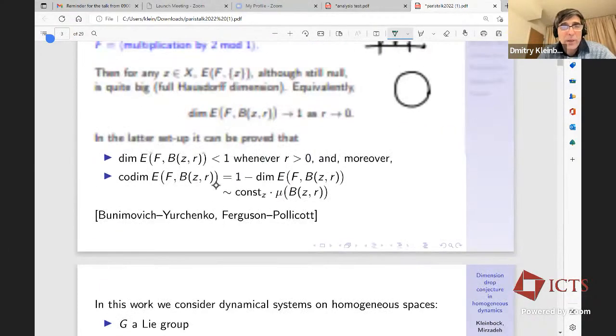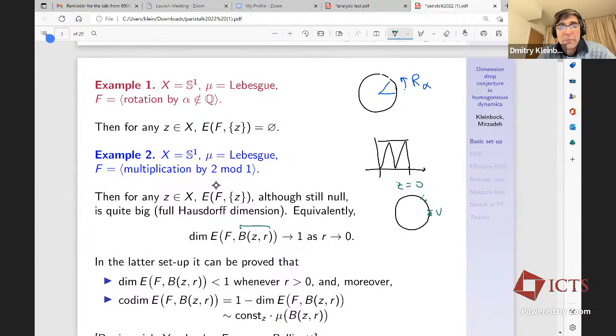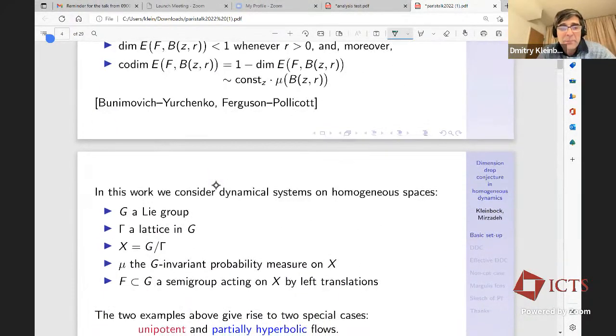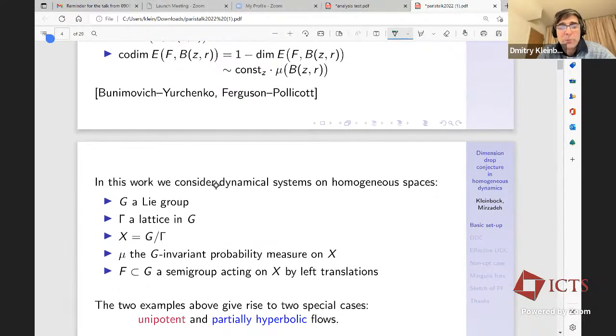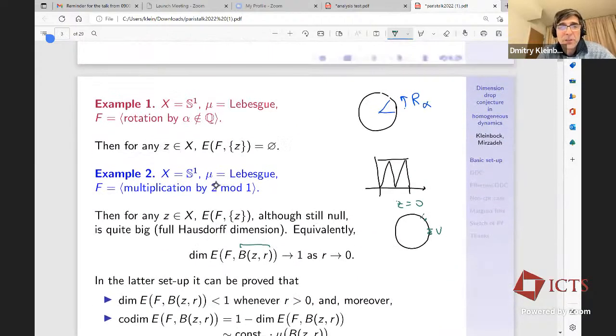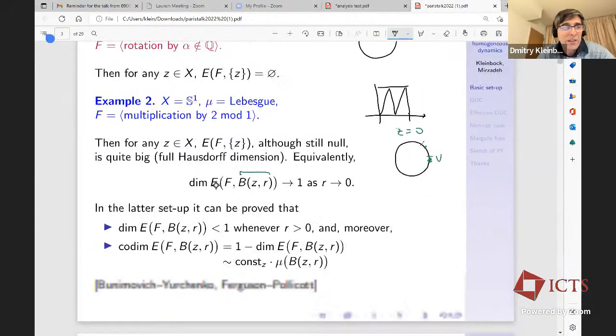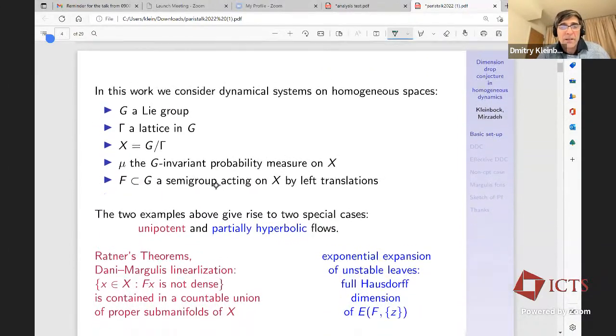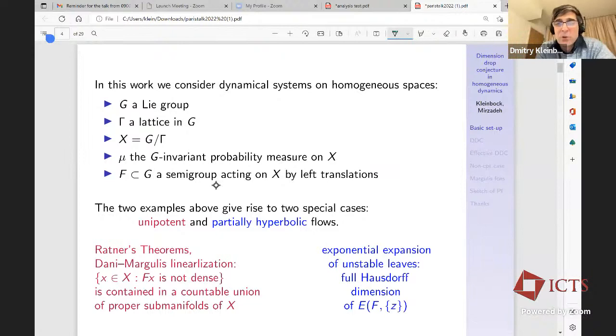Okay, and now we have these two examples which are pretty close to homogeneous dynamics. In fact, the two examples give rise to two special cases: unipotent dynamics and partially hyperbolic dynamics. And you could see that the situations are very different here, and they are very different in general. So unipotent dynamics is much closer to the transitive case than partially hyperbolic dynamics.